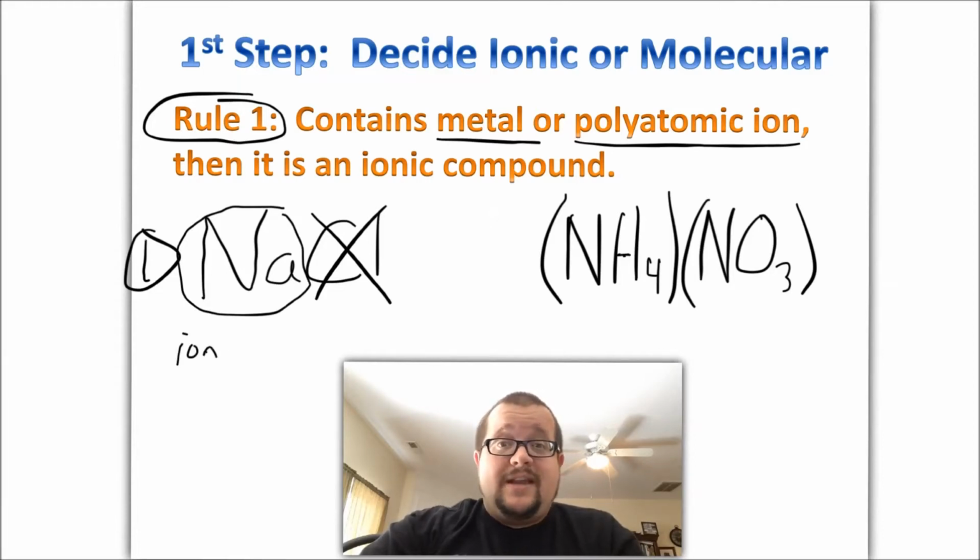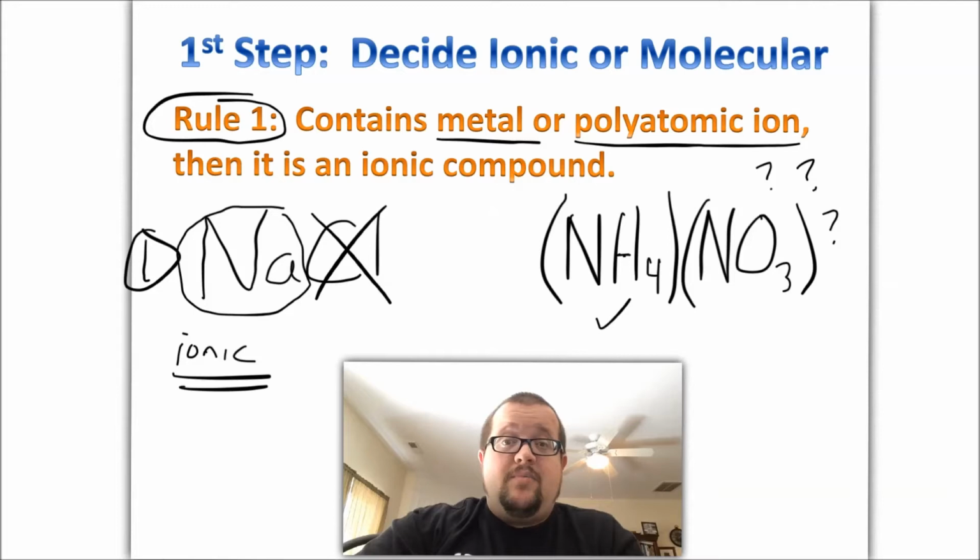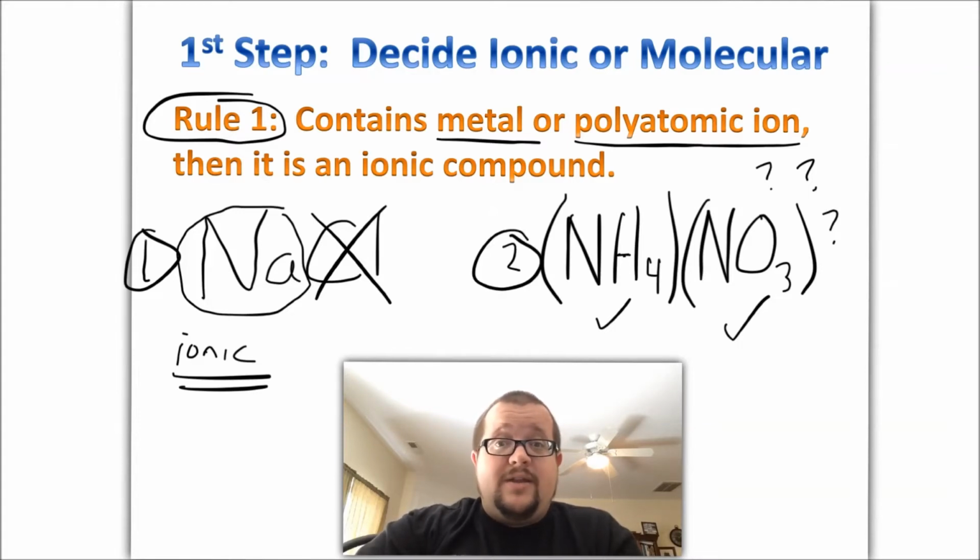Let's look at our second example, NH4NO3. Now, all of these, the N's and the H's and the O's, all of these are nonmetals. But NH4 is a polyatomic ion off of your list in Module 5. Presence of a polyatomic makes this ionic. NO3 is also nitrate, another polyatomic. So NH4NO3, or ammonium nitrate, is ionic.